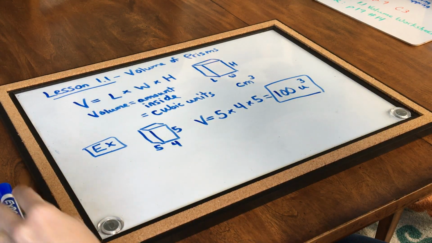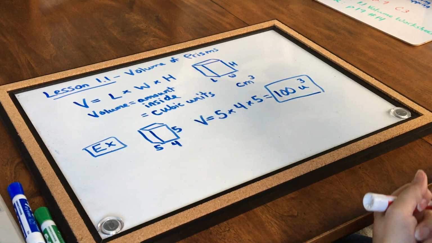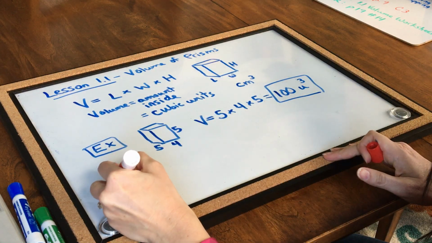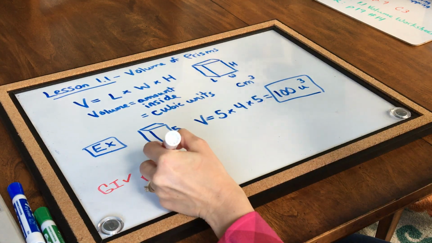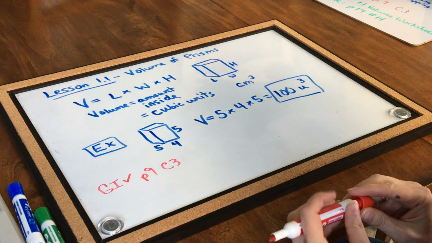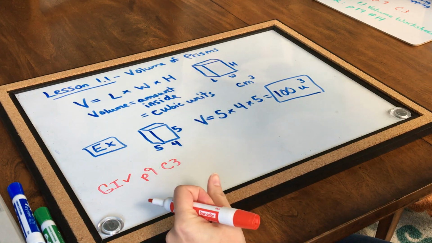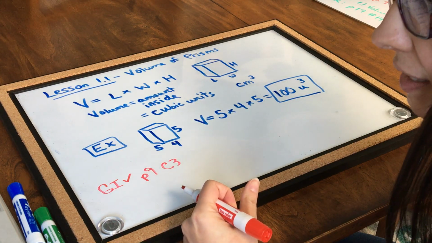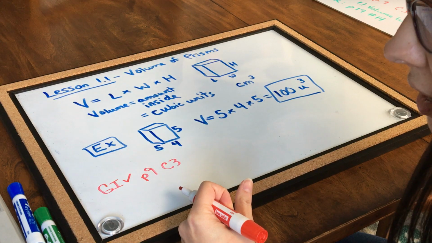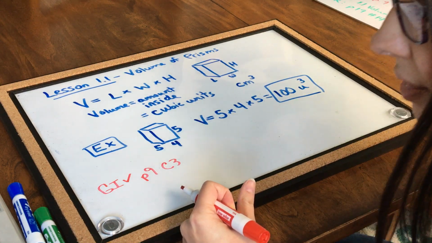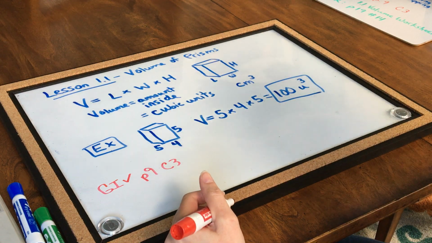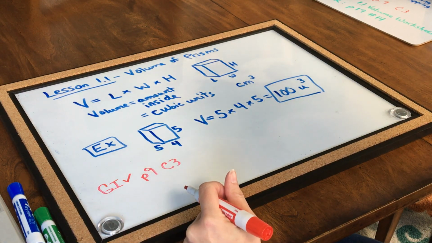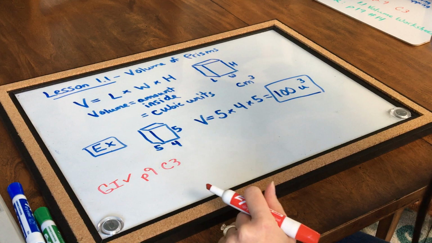Okay, let's try the gotta check. Your gotta check is going to be on page 9, and we're going to be doing C3. The gotta check asks us to find the volume of a container with a length of 10, a width of 15, and a height of 8. Okay, you can pause the video, and when we come back, we'll take a look at the solution.